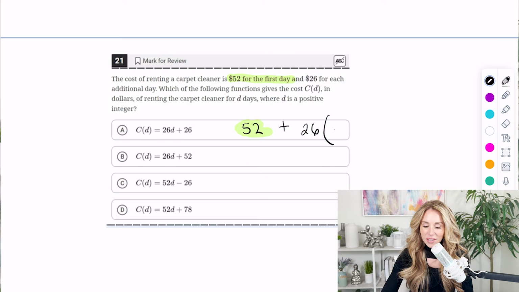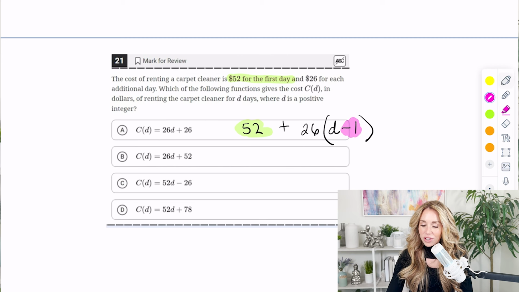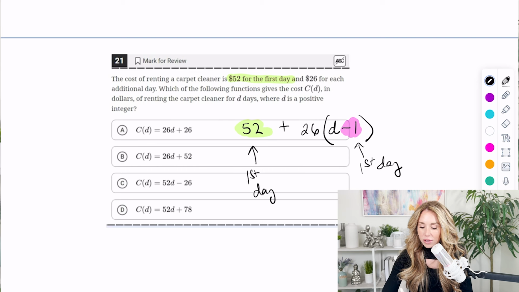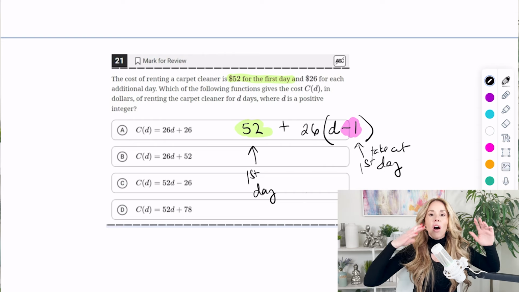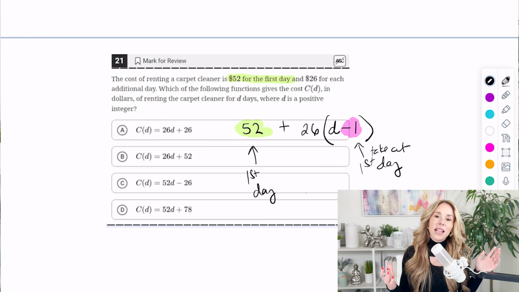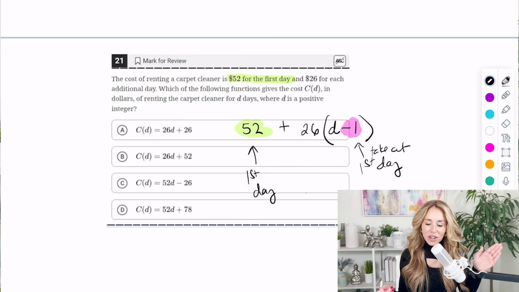Well, if D is days, I'm going to multiply it by D minus 1, okay? Why is that? Because the first day is already accounted for here. So we have to take out the first day. So you don't want to multiply 26 by all of the days, because then that would mean that the first day you're counting twice.